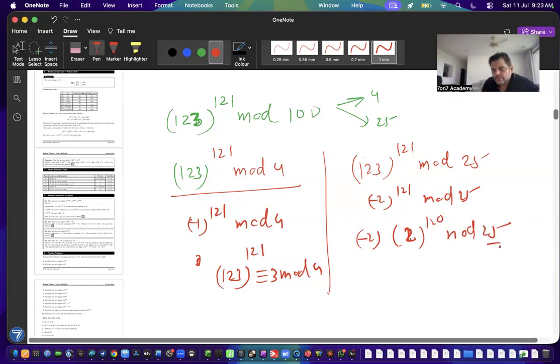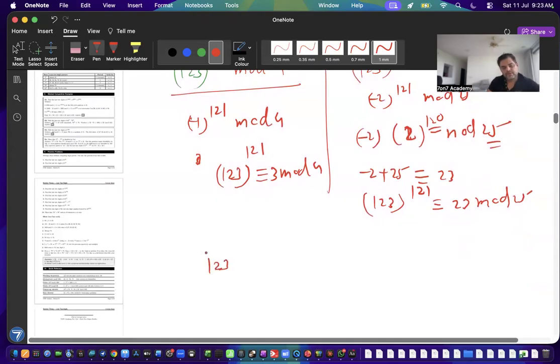So see, the Euler totient function of 25 is 20. So this is a multiple of 20, and this part completely goes away. You're left with -2, or you add 25 to get 23. So 123 raised to 121 is congruent to 23 mod 25.